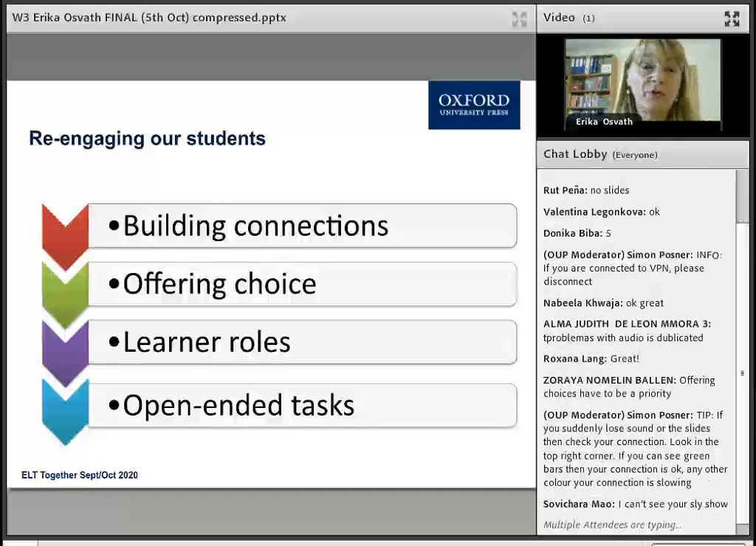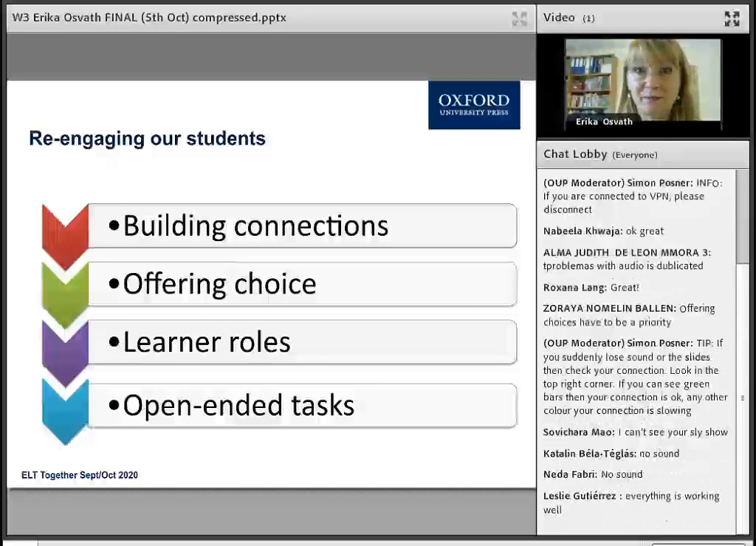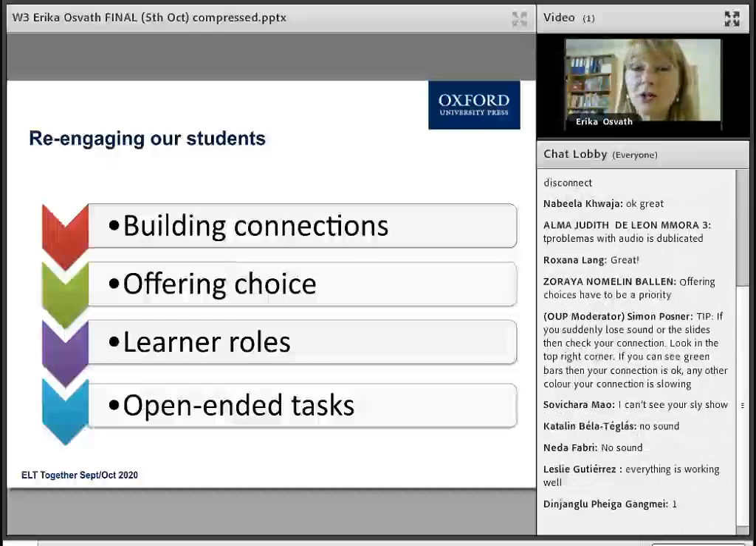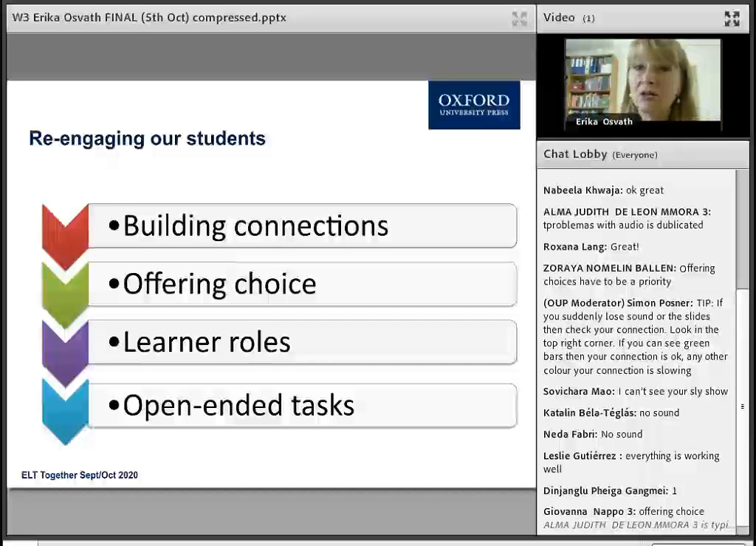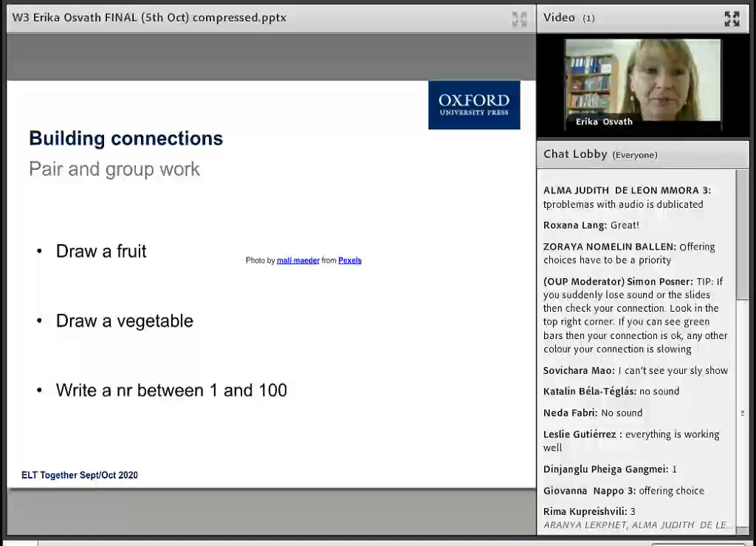Maybe also involving them by giving them different responsibilities through giving them different roles during our lessons. And finally, making sure that our tasks are open-ended, so that there's not just one way to answer a question, but there's multiple ways of answering the same question.